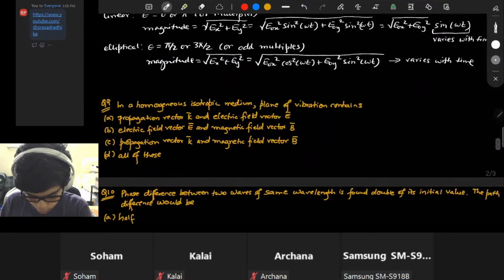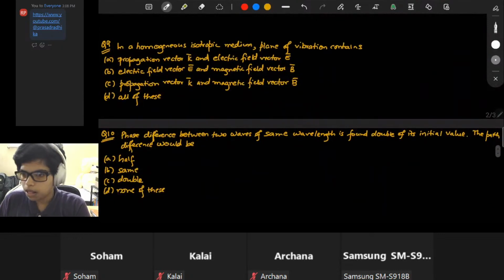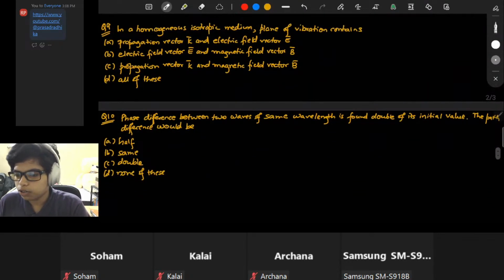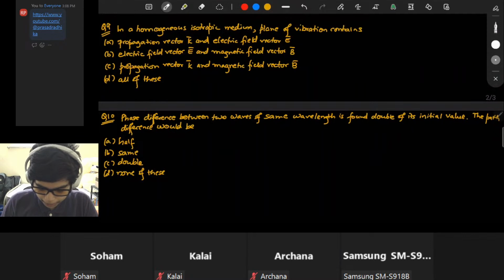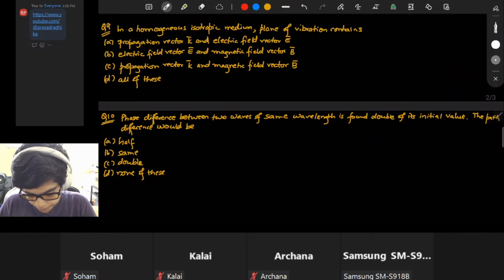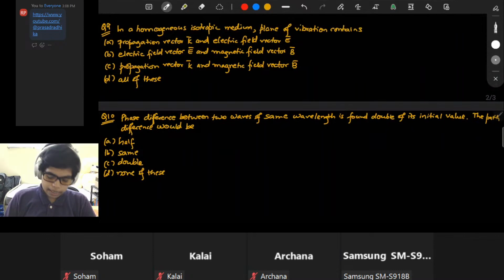Okay, so two more questions. I will relaunch the poll. In a homogeneous isotropic medium, the plane of vibration contains: A, propagation vector K and electric field vector E; B, electric field vector E and magnetic field vector B; C, propagation vector K and magnetic field vector B; or D, all of these.